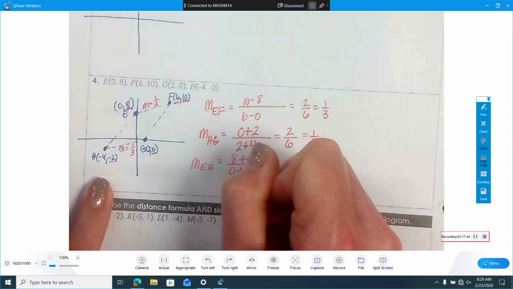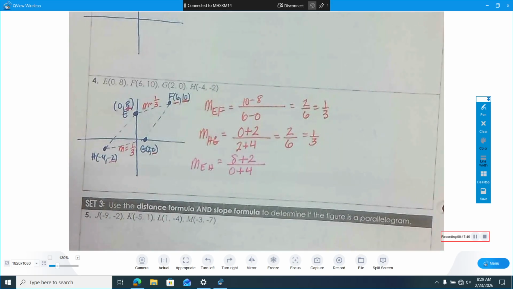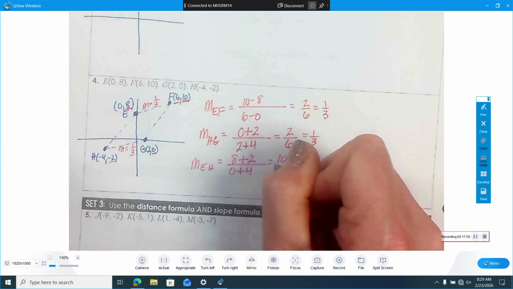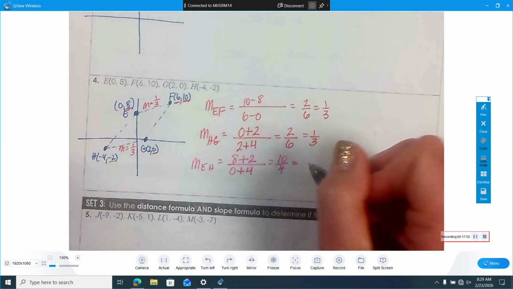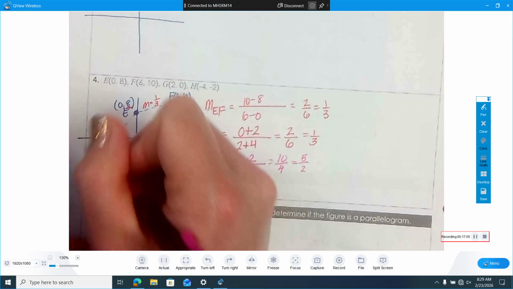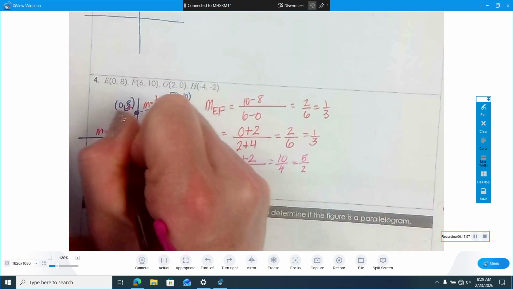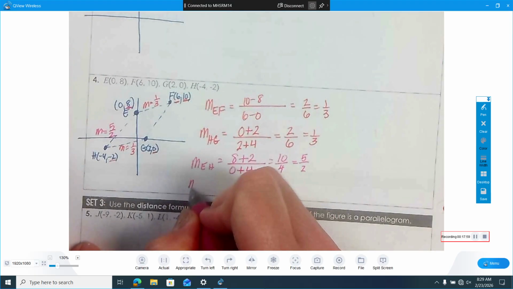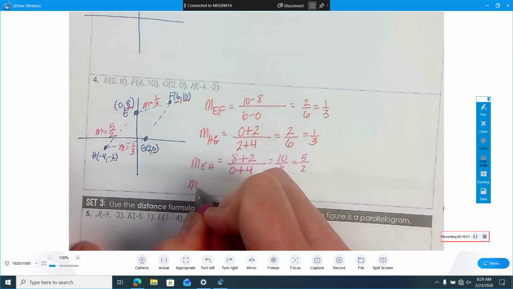0 minus a -4. Very good. 0 minus a -4 becomes plus 4. So that is 10 over 4, which reduces to 5 over 2. Good. And then the last pair is F and G.